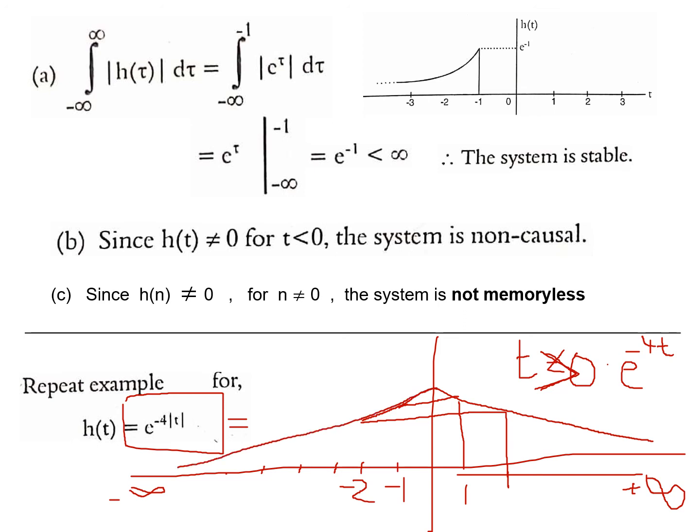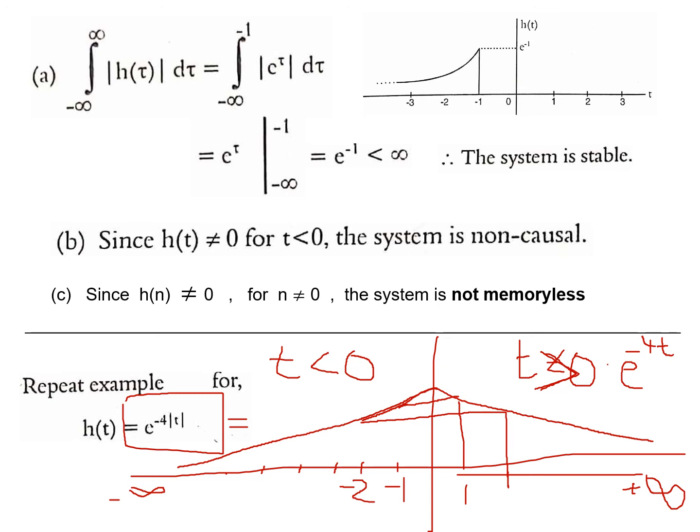So this is for t less than 0. It looks like a rising exponential. Correct. If I go left to right, it looks like a rising exponential. So this graph is symmetrical.